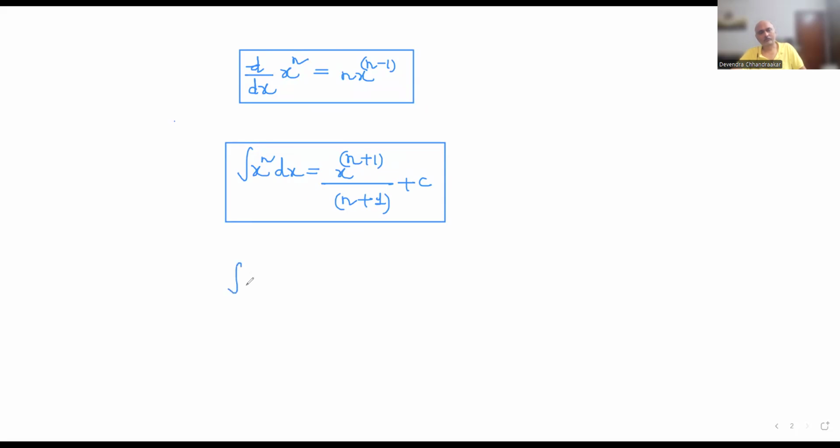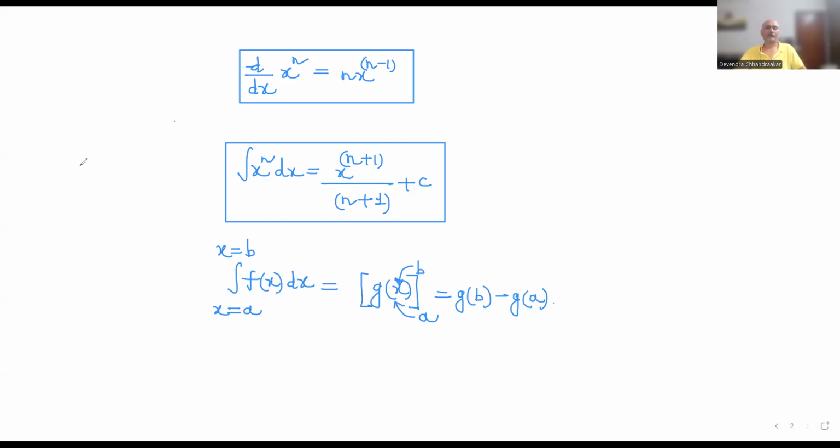And of course, how to apply the limits. If I want to integrate some function f(x) from a to b, the result of this function is another function g(x) from a to b. Now, how to solve it? We substitute the upper limit here, so it is g(b) minus, we substitute the lower limit here, it is g(a). So these are some of the things which we need.